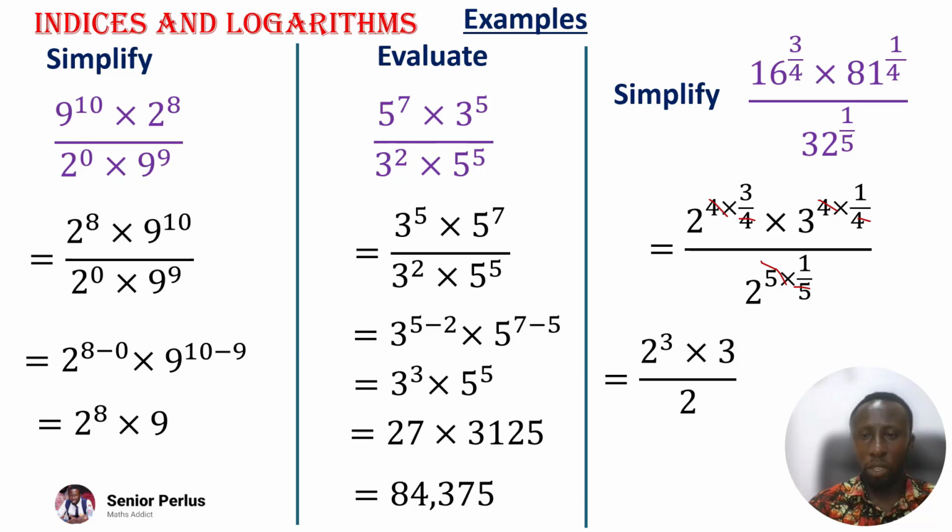This is what we have. So then we should simplify this. We have 2 here, 2 here, so we can still break it down. So this is 2 to the power 3 divided by 2 using the quotient law. So we maintain the base, then we subtract the powers. So 2 to the power 3 minus 1 times 3, then we can break it down. And this is our answer for the simplification. Very interesting.